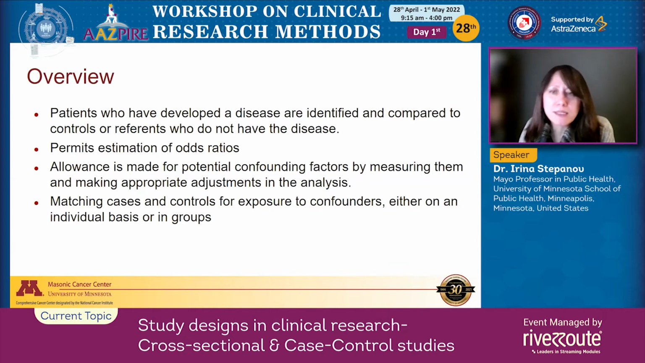To make this analysis or adjustment more efficient, you may want to consider matching cases and controls for different confounders. For example, for exposure or individual characteristics, for example, by age and gender and other factors. Or you can do it also individually or in groups. For example, you can choose a control group that has overall age and gender distribution that is similar to that of the cases.